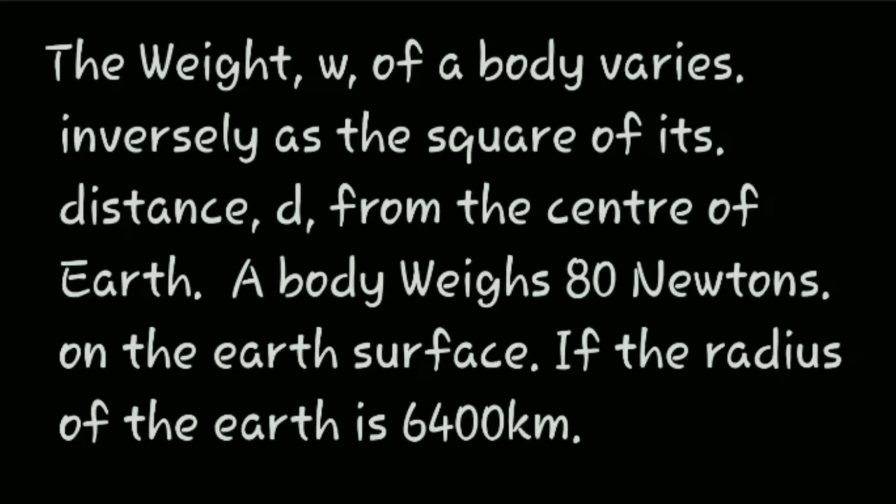The weight W of a body varies inversely as the square of its distance D. So let's take this gently. The weight W varies inversely, that is 1 over the square of its distance, D raised to the power 2, from the center of the earth. That means D represents the distance from the center of the earth.